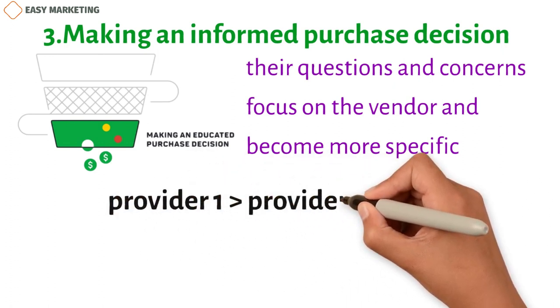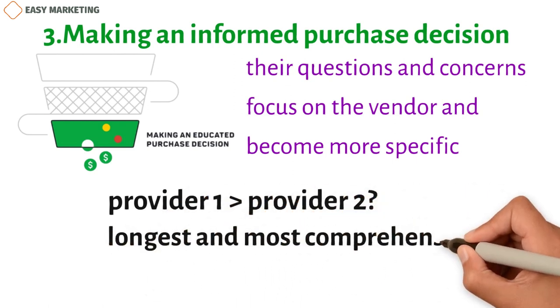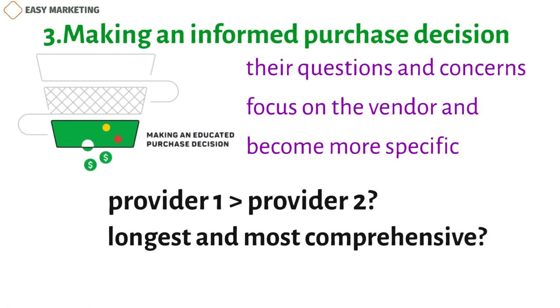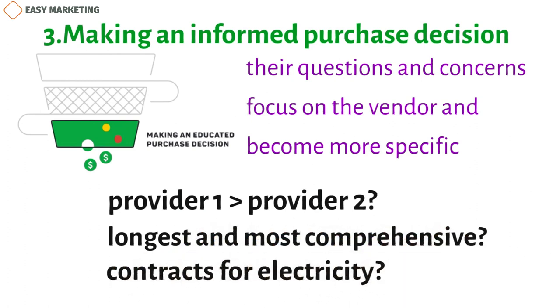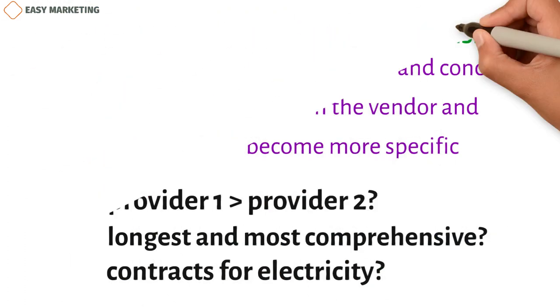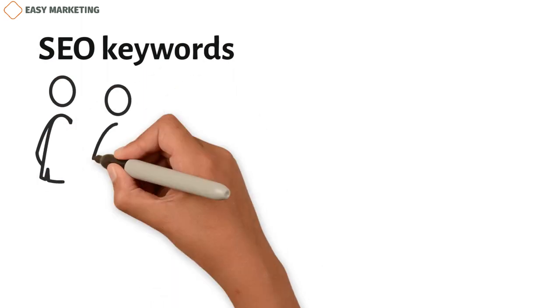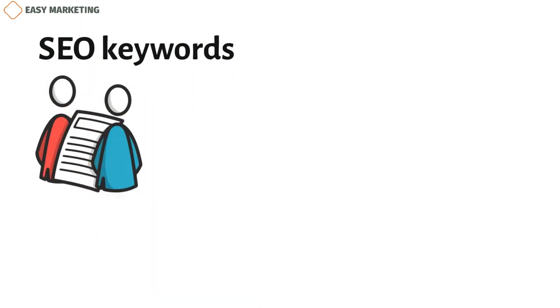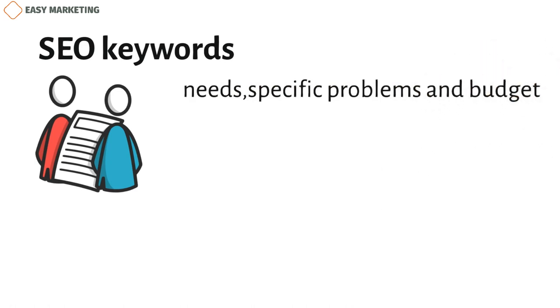Does Provider 1 have better features in their support software than Provider 2? Who has the longest and most comprehensive mattress warranty? How do the contracts for electricity work with Provider 1 and Provider 2? At this point, long-tail SEO keywords can help users find information that helps them make a decision that fits their exact needs, specific problems, and budget.